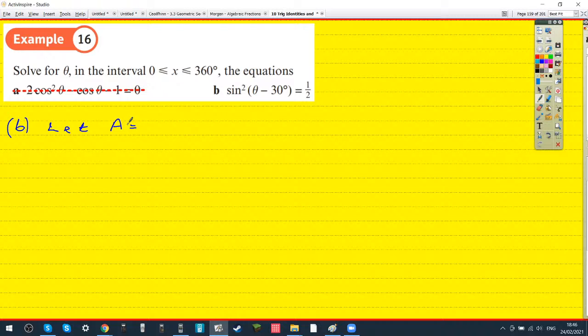Let me think. So it'd be easier if we do theta minus 30. Yeah, you try to get rid of the difficult bit. That's kind of what you do with a. You just use it to remove the bit that makes it difficult. Okay. So sine squared a equals a half. So sine squared a equals half. Yep.